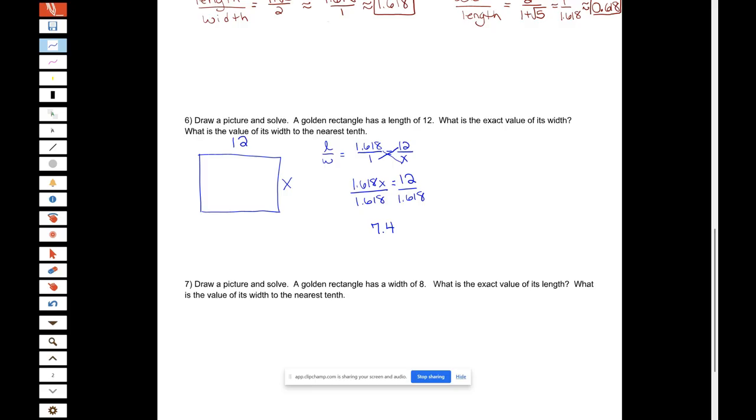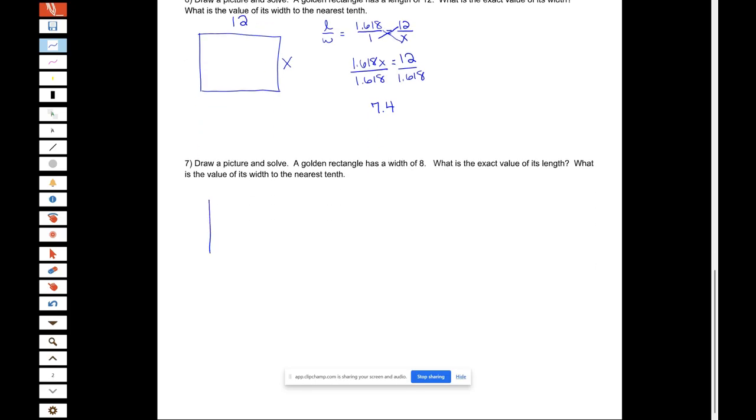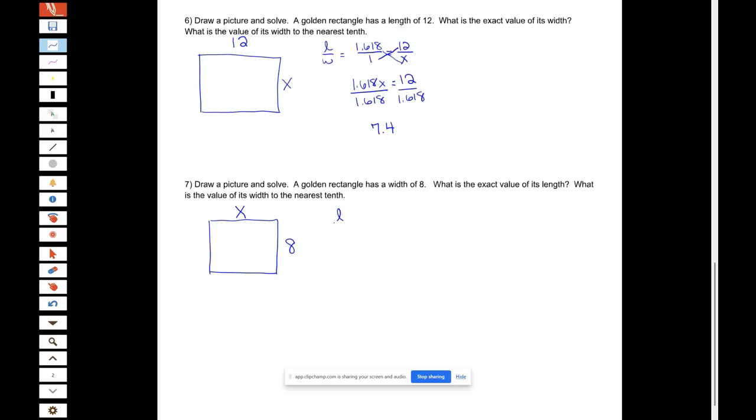All right. The next one, we have a golden rectangle with a width, that's the shorter side, of 8. What is the exact length? I'll call that x. Well, we know the length to the width is 1.618 to 1. So that's x over 8. Because we have the shorter side, that is why our x is in the numerator. We're looking for the longer side, as here it was in the denominator. So 1x, or just x, is 8 times 1.618, which is 12.944. So we're going to go approximately 12.9.